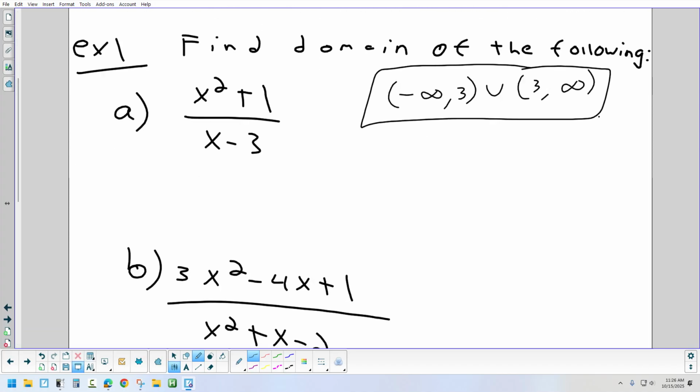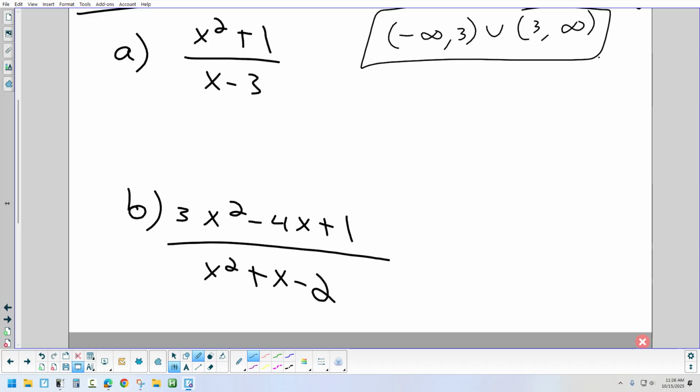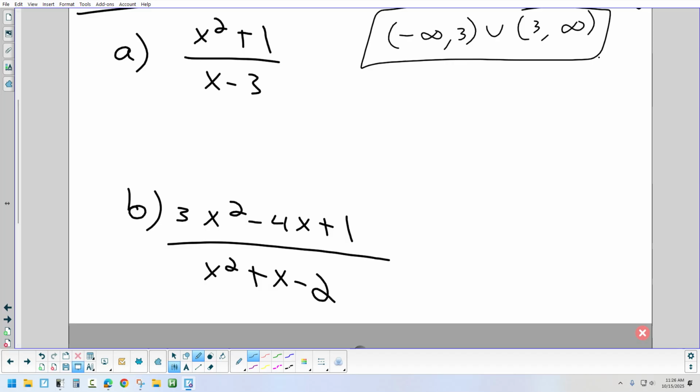All right, this one, a little bit harder. We still have to figure out the domain. What would make the denominator 0? What would make the denominator easier to think about? If it's factored. Right, if it was factored. If it's not factorable, we're going to have to use the quadratic formula just to find the roots. That could take a little while. But hopefully it's factorable. Does anybody see how that factors?